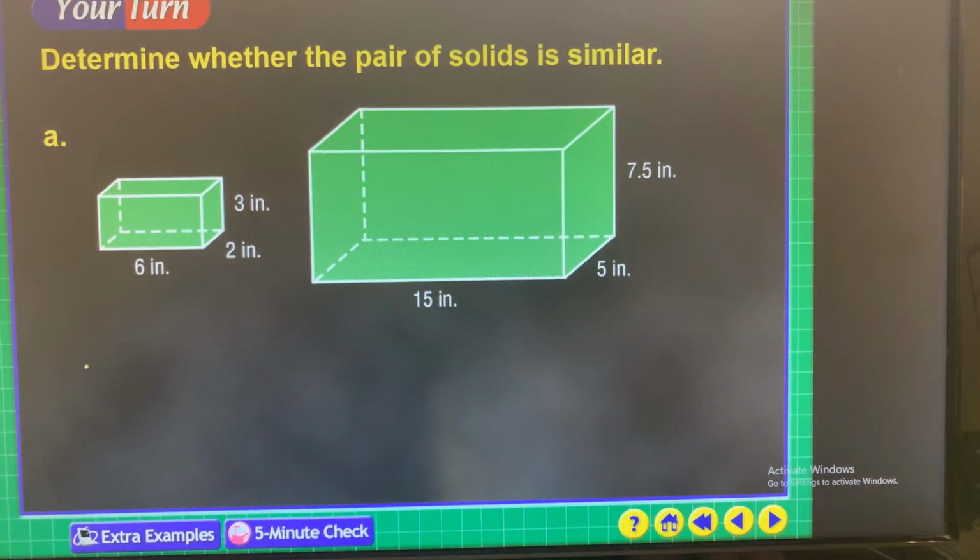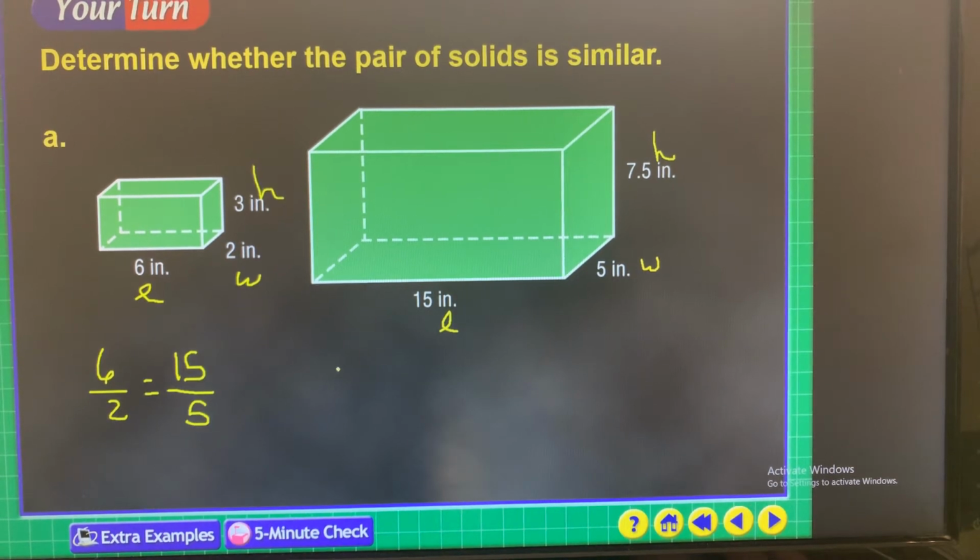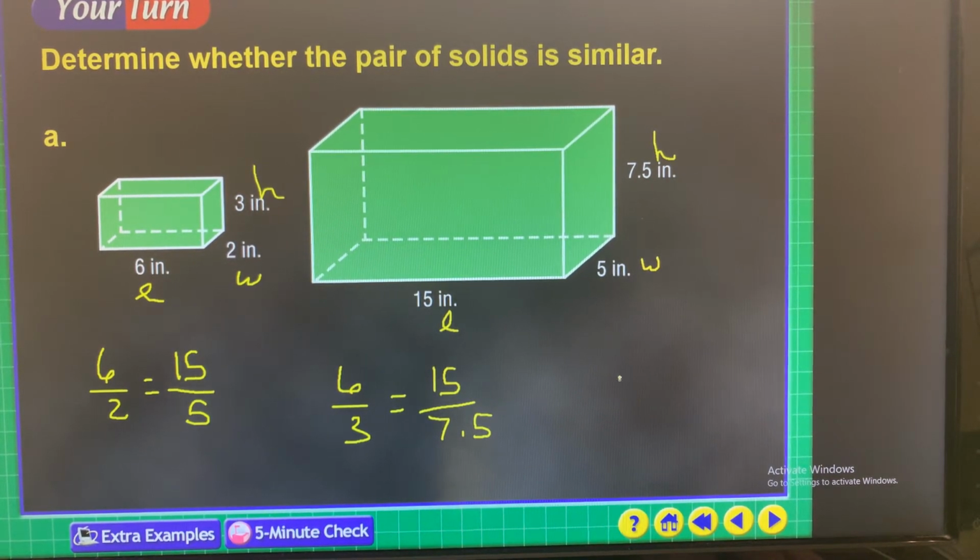You need to check all of them here. So remember, here's your length, here's your width, here's your height, length, width, height. So length over width equals length over width. Then you need to check length to height. Does it equal this length to this height? And then you need to check width to height. Does that equal the width to height on that one?